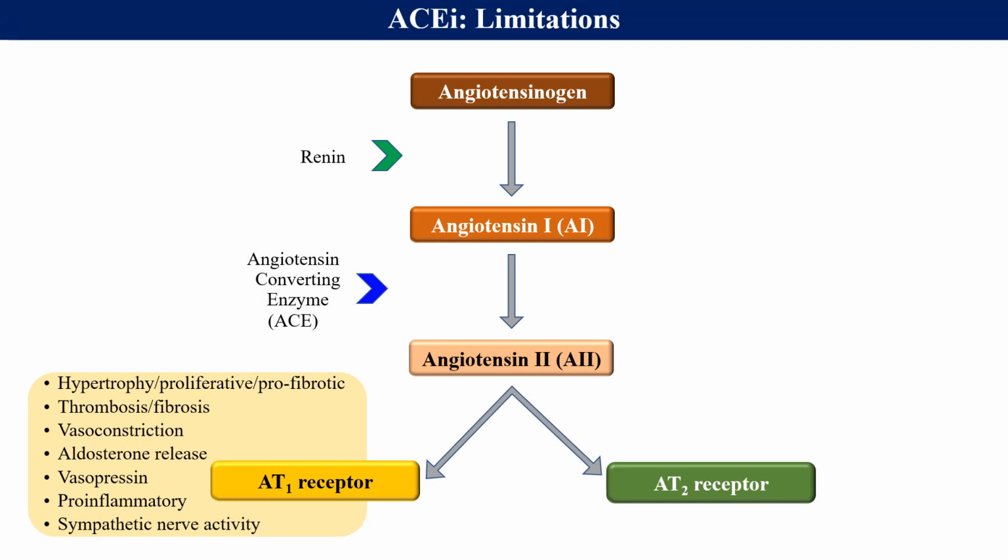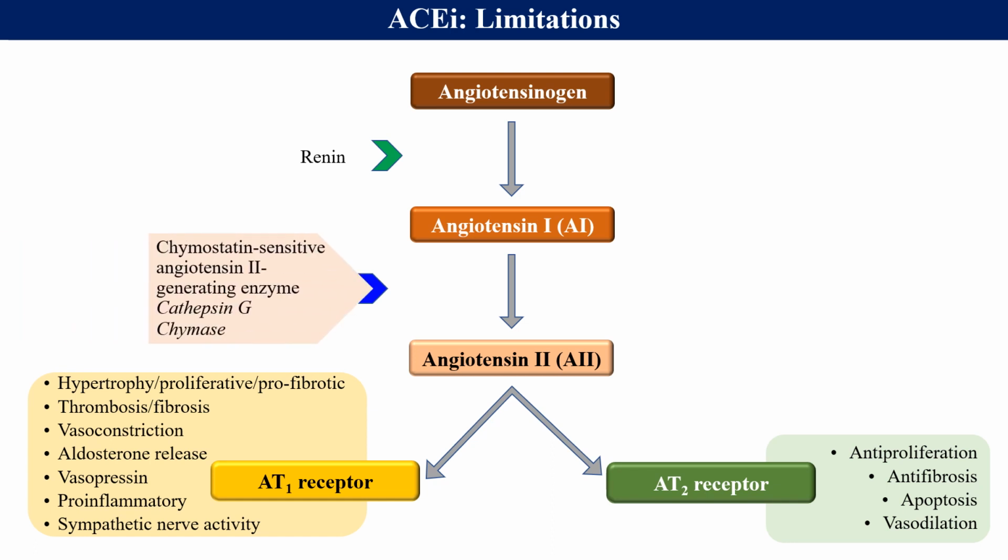Blocking RAS with ACE inhibitors has limitations. First, angiotensin II is not all bad. It does provide beneficial effects when it binds to A2 receptors. These include anti-proliferation, antifibrosis, apoptosis, and vasodilatation. Second, blocking ACE alone does not mean that we can block the formation of angiotensin II completely. There are other enzymes that can catalyze the conversion of A1 to A2. In addition, there are also enzymes that can convert angiotensinogen directly into A2.